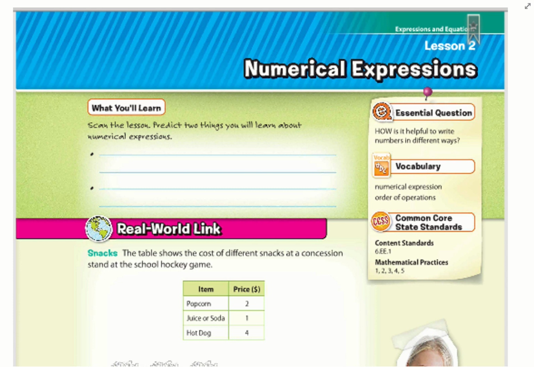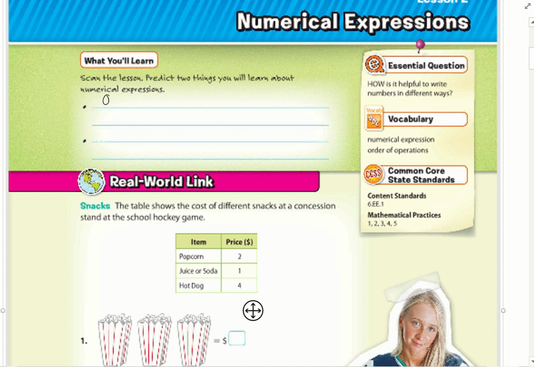Hello, welcome to Chapter 6, Lesson 2. This is scan the lesson, predict two things we'll learn about numerical expressions. I know one thing is we're going to do a lot of review on the order of operations.